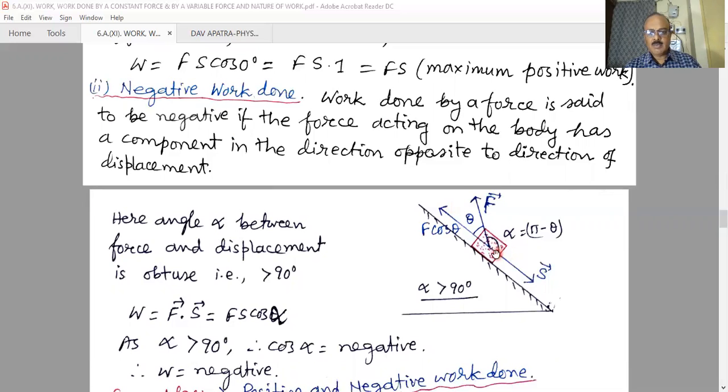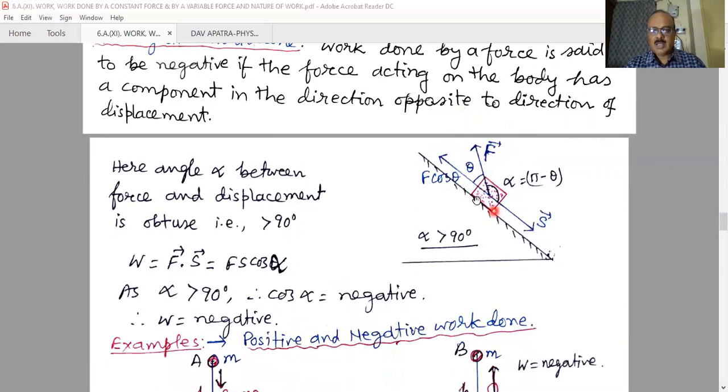Otherwise, we can say the force has one component opposite to the direction of the displacement. The displacement is from the upper end towards the lower end, but F cos theta is opposite to the direction of displacement. In this case, the work done by the force F is negative work done. Otherwise, when the angle between the displacement and the force is an obtuse angle, even 180 degrees, the work done by the force is negative.